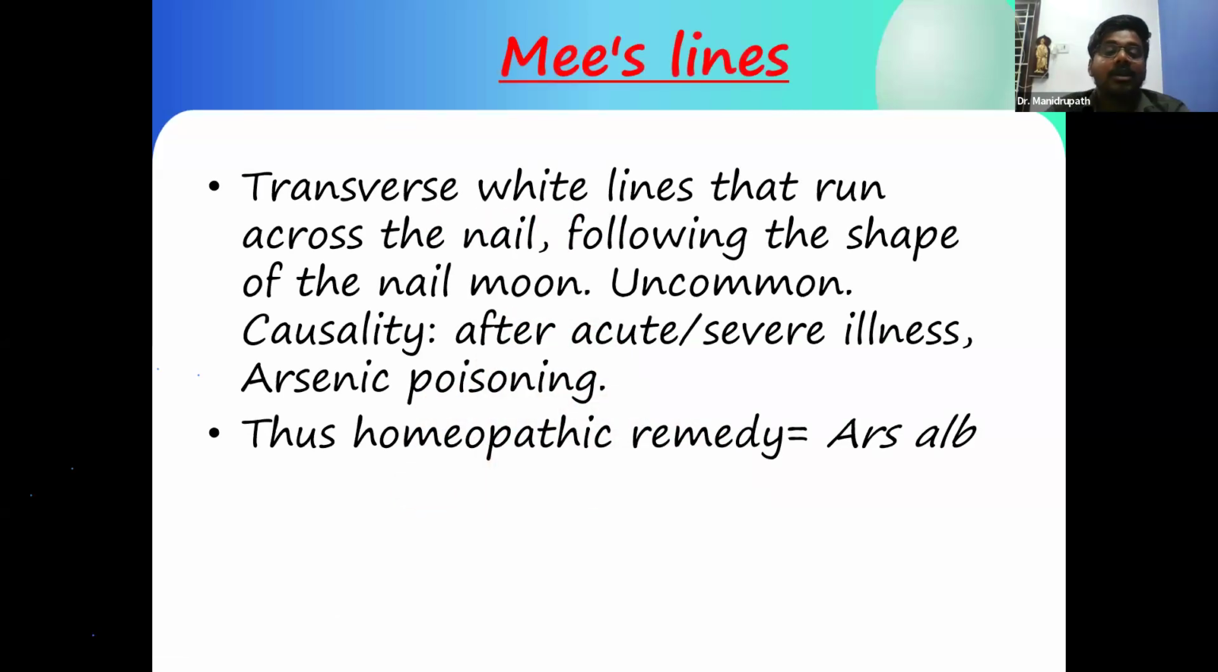Next, coming to Mees lines. These are transverse white lines that run across the nail, following the shape of the nail's moon, that are uncommon. So what is the causation for these Mees lines? After acute or severe illness, especially arsenic poisoning. That's why Arsenicum album is very much indicated in Mees lines. These are some confirmatory symptoms you can search for when prescribing arsenic.